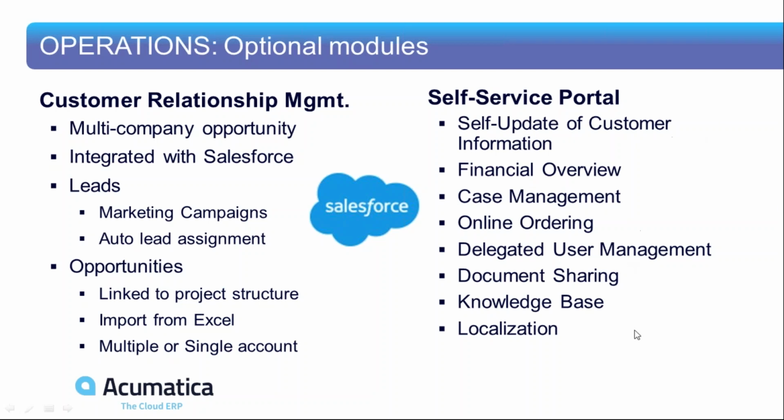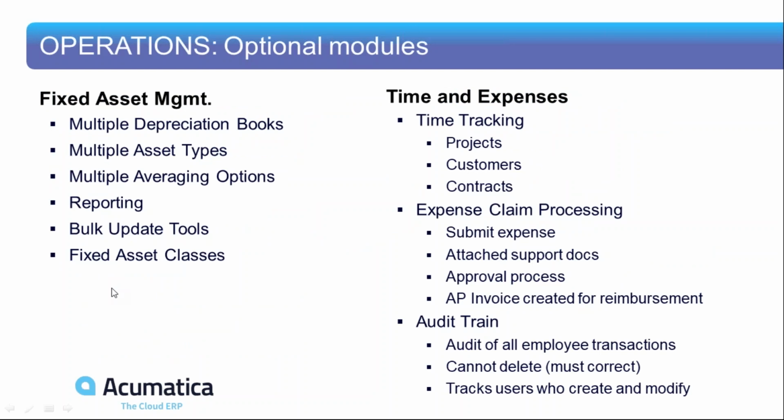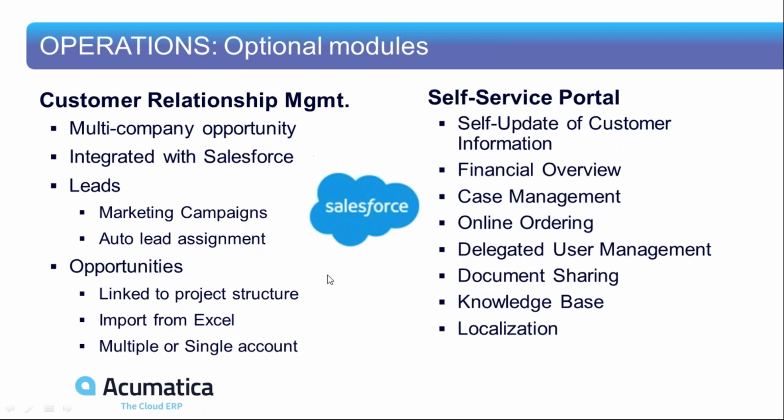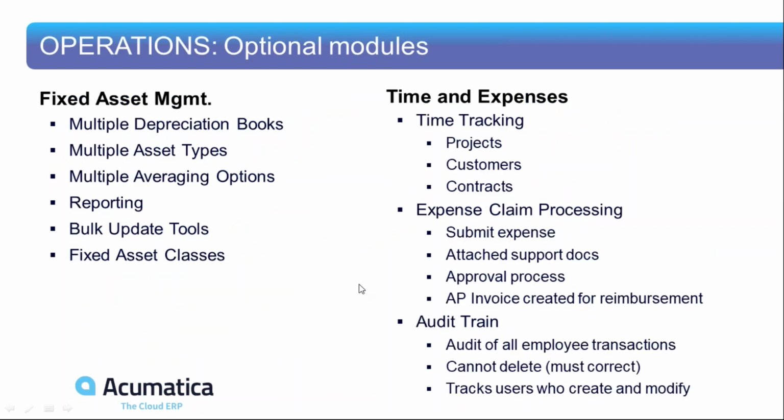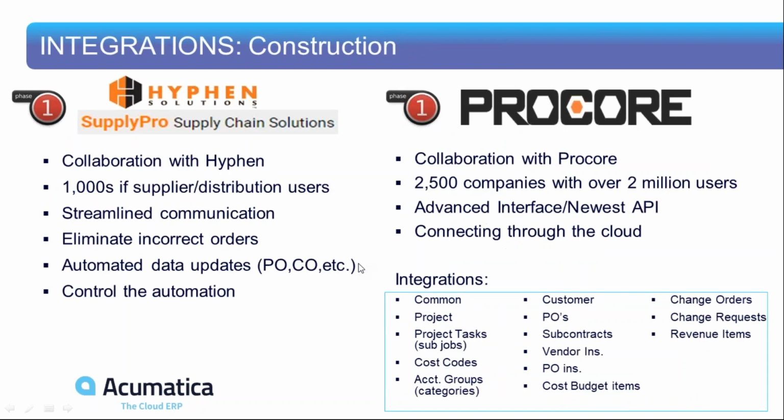The self-service portal tends to be around customers now, but they're working on vendors. So if you have customers who want to see what's going on, we have an ability to show them what's happening. Full fixed asset system. Let me go back one. There's also an interface from Salesforce to the CRM system inside Acumatica. So if you've made a big investment in Salesforce, but you still want those opportunities to end up inside your ERP system, we can do that right through that interface. Fixed assets, time and expense tracking, time capture capabilities, entering expenses from your phone, approvals, routing, all that's available within the core solution. We also have integrations that are in process, Hyphen with their SupplyPro.